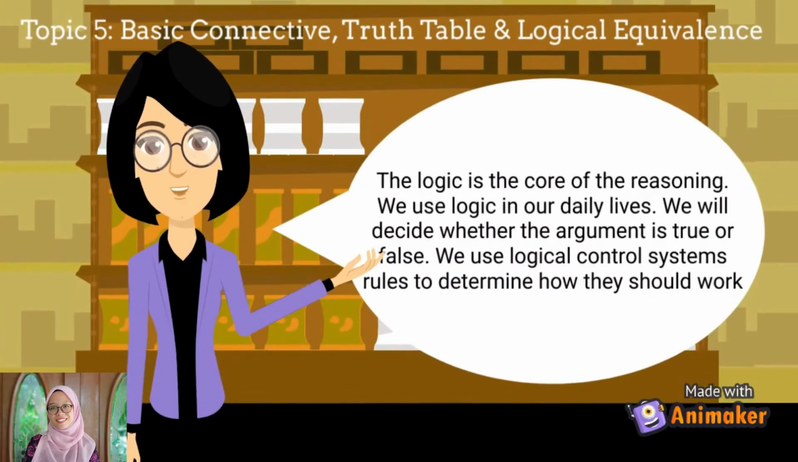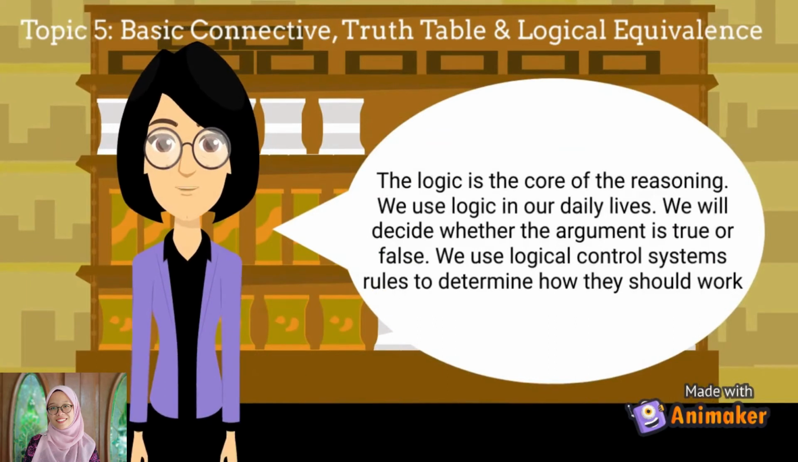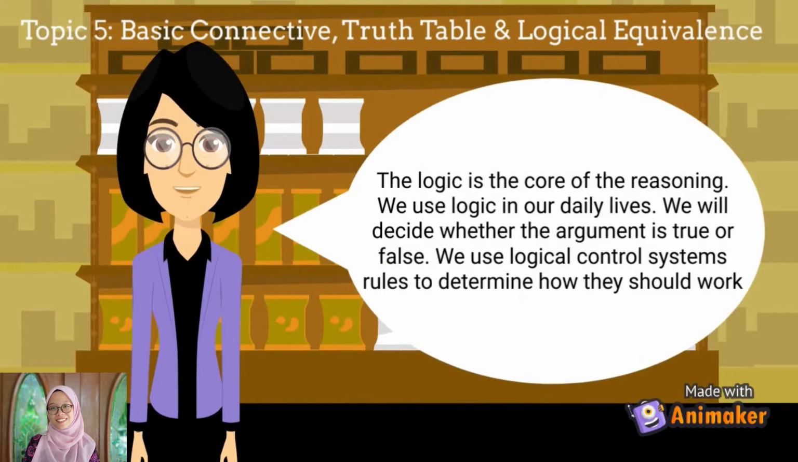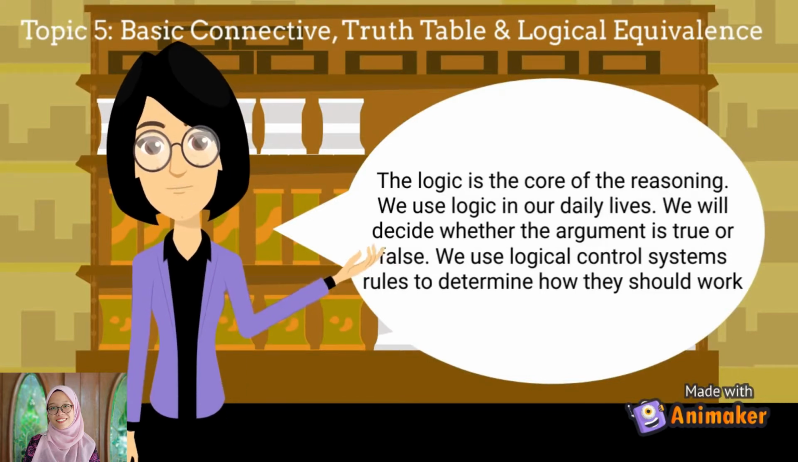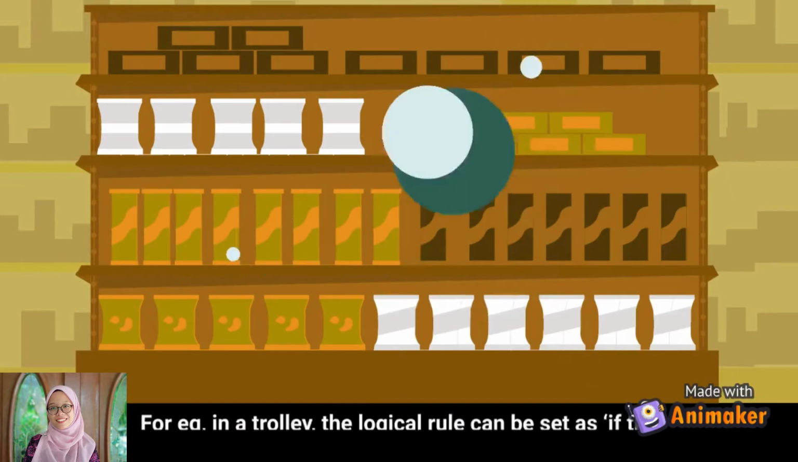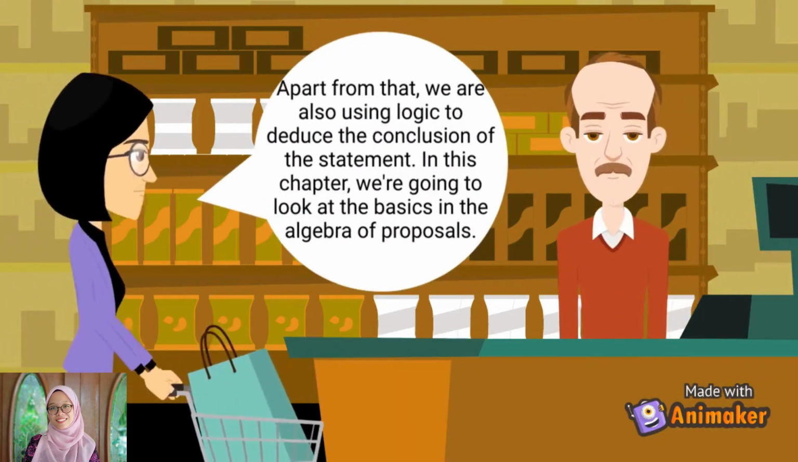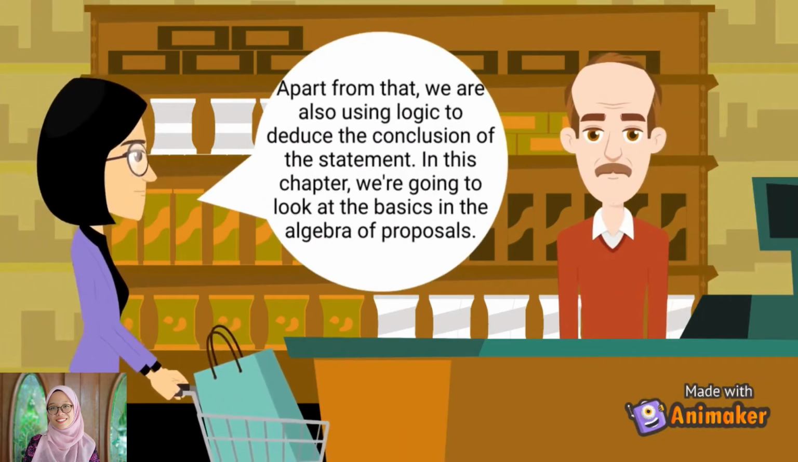Logic is the core of reasoning. We use logic in our daily life. We decide whether an argument is true or false. We use logical control system rules to determine how they should work. For example, in a trolley, the logical rule can be set as: if the weight that the trolley can support is only 50 kg, we should avoid putting goods in excess of 50 kg. Apart from that, we also use logic to deduce the conclusion of a statement. In this chapter, we are going to look at the basics of the algebra of propositions.